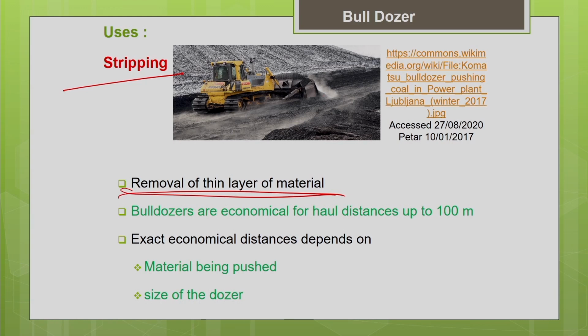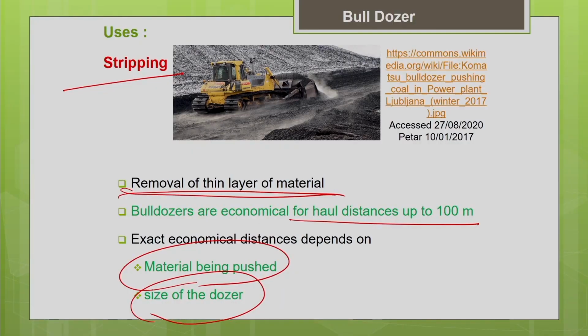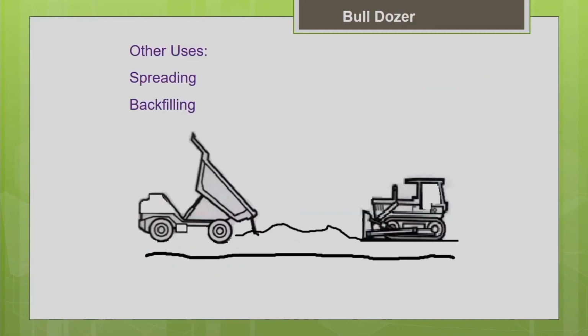As I told you, the bulldozer is economical only for a haul distance up to 100 meters. The actual distance depends upon the size of your dozer and also the material you are pushing. If you are pushing a cohesive material, it is easier for the bulldozer to push, so you can have a somewhat greater haul distance. But if you are going to push sand, which is non-cohesive, your haul distance is going to be reduced further. It depends upon the type of material you encounter at your project site. So what are the other uses?